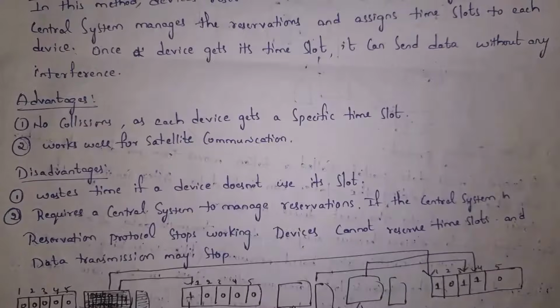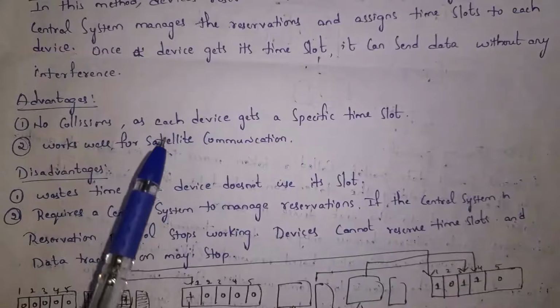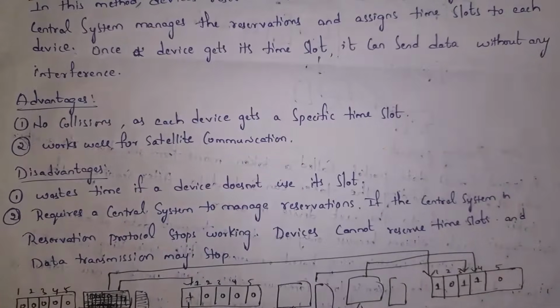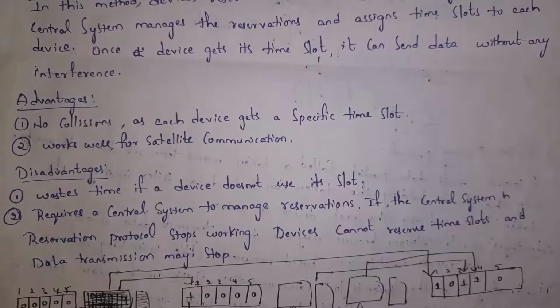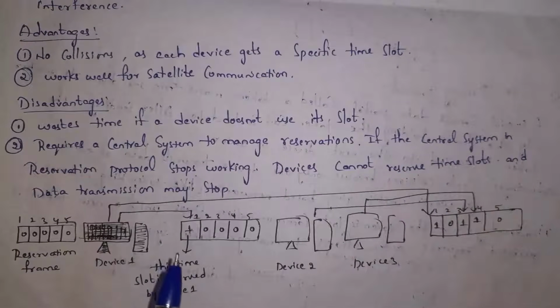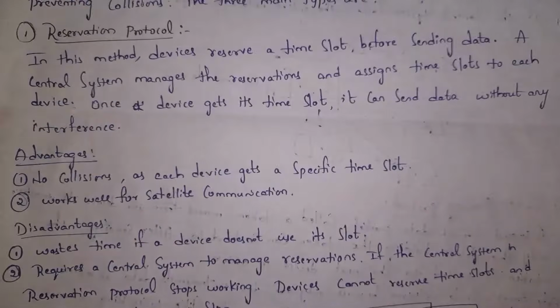These are the advantages of reservation protocol. As each device will get a particular time slot, there will not be any collisions. Reservation protocol is used in satellite communications. And these are the disadvantages. The first one is, just for example, device 1 took this time slot, but device 1 is not sending data. So this time slot will be wasted. And in order to give reservations to each device, there must be one central system. So if the central system fails, devices will not get time slots and devices cannot communicate. This is all about the reservation protocol.